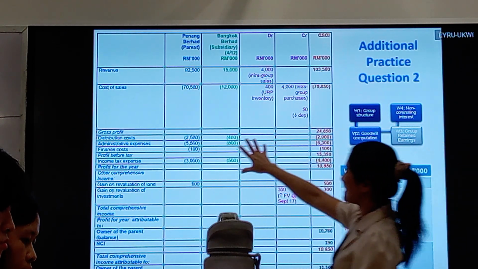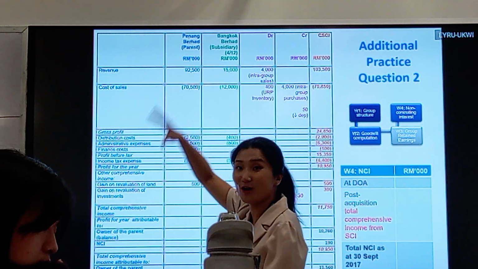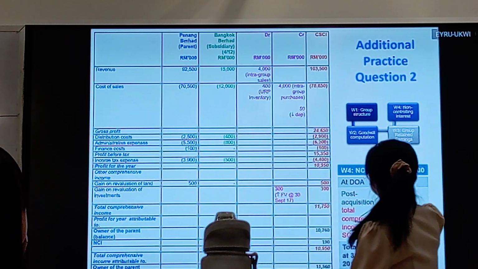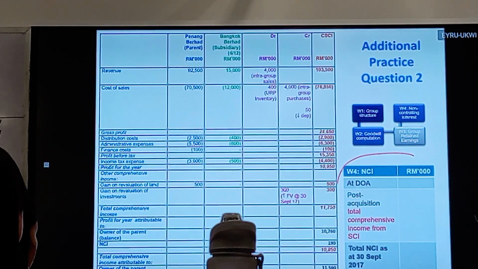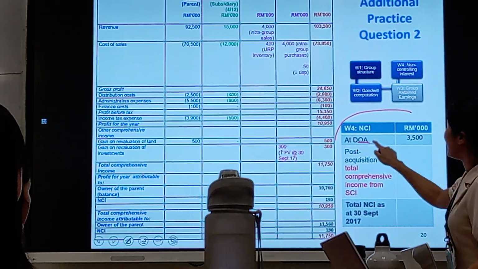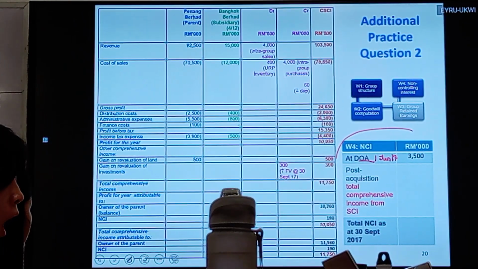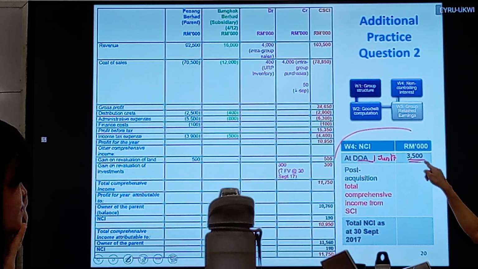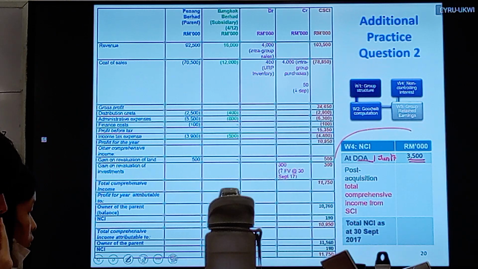Don't need to copy. This one is your P and L, the consolidated P and L. Earlier on you did already. So what we want is this one, the NCI. For NCI, we calculated on 1st June. Remember, 1/7 for our goodwill calculation. The NCI is worth 3.5 million. Correct? If you can remember from last week.